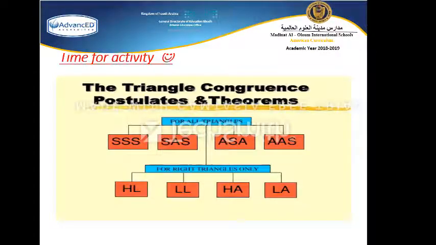Finally, we explained before that there are some statements to prove that both of the two triangles are congruent. We explained SSS, side side side, SAS, side angle side, ASA, angle side angle, AAS, angle angle side, and finally the last statement was the HL theorem. This is the last part in our lesson.